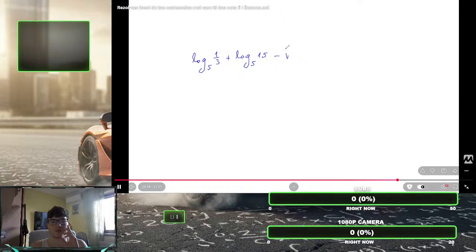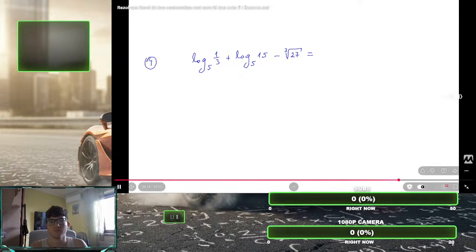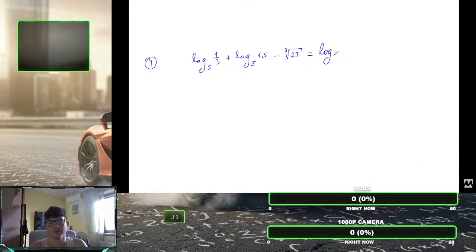Okay, now we have this exercise right here. We can see that the base 5 is being repeated. So it would be nice if we can work with this base 5. It'll be just 1 divided by 3 times 15, so that'll be log 5 of 5, which is nothing.